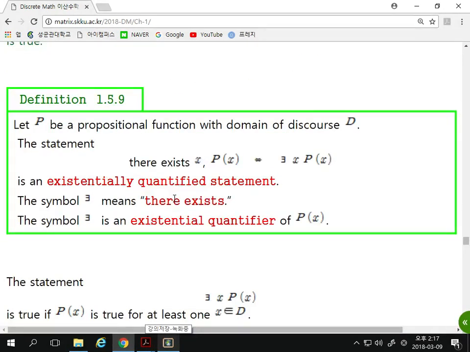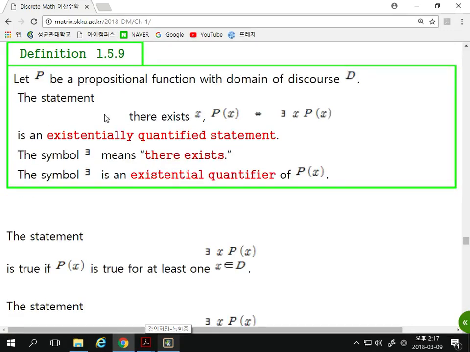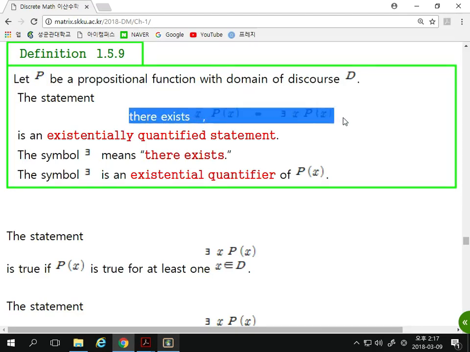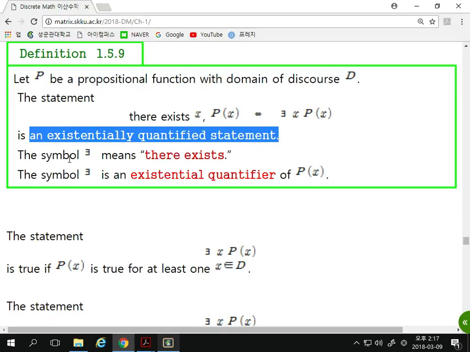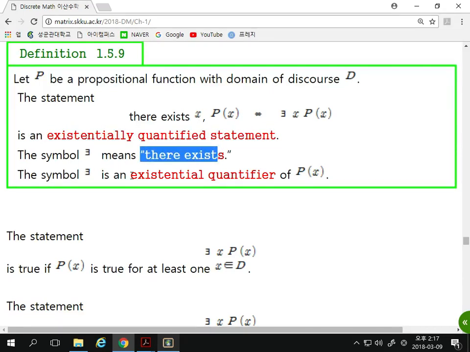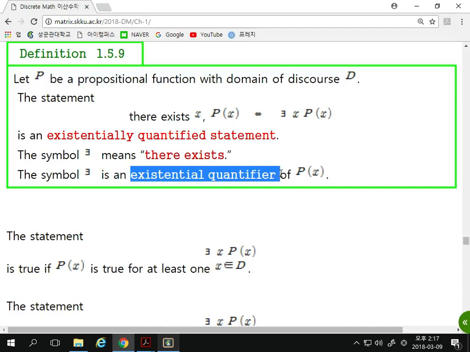Definition 1.59. Let P be a propositional function with domain of discourse D. The statement "there exists x such that P(x)" is an existentially quantified statement. Here, the symbol ∃, the flipped E, means there exists. This symbol is an existential quantifier of P(x).